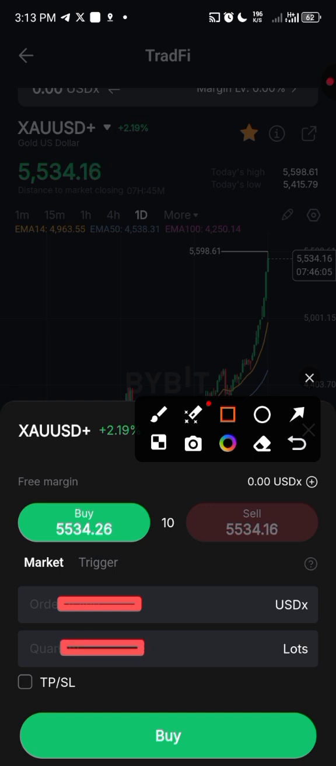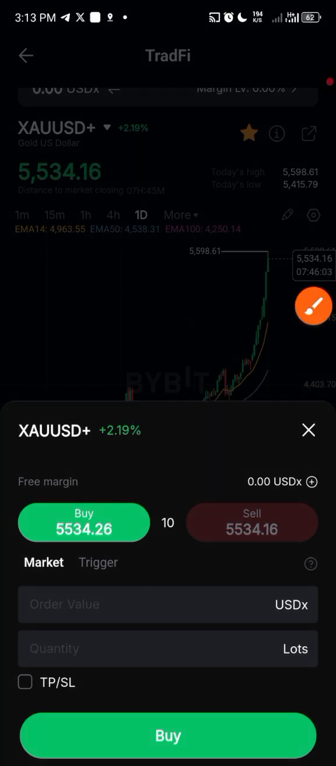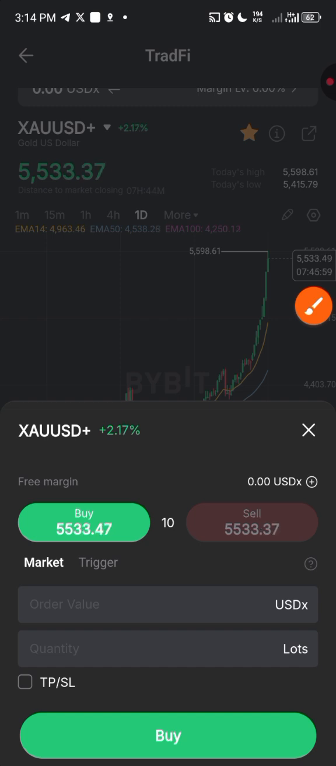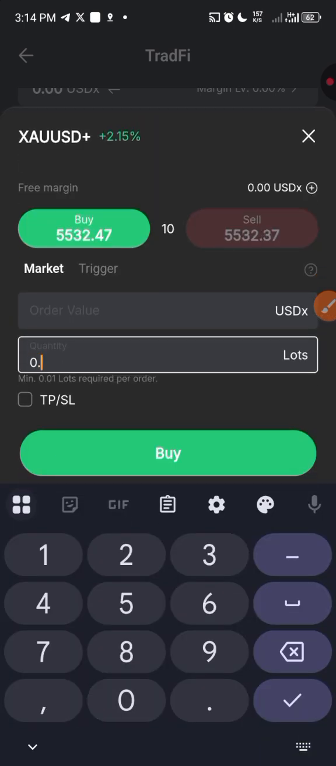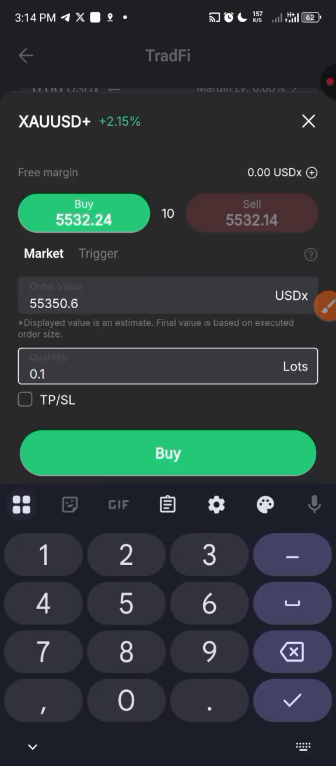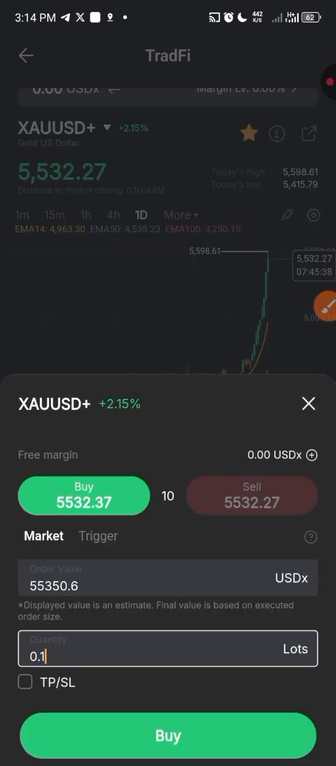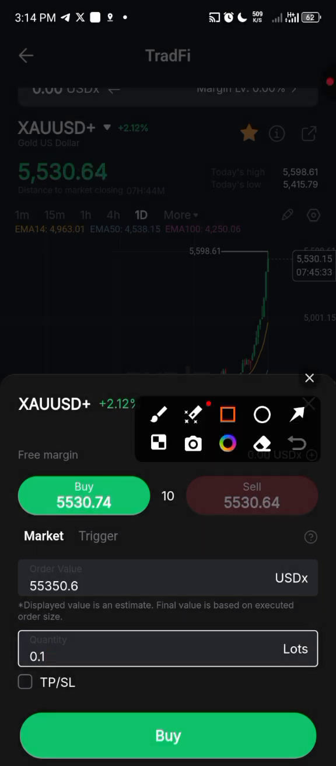Now, just like the way we trade it on MT4 and MT5, you use lots size in this place. Depending on the amount you want to risk on it, you put your lot size. Once you put your lot size, it's going to show you. Let me say I put 0.1. You can see 0.1 is going to give me 55,350 USDX worth of gold. Now, once you do this, the next thing you want to do is not fail to actually set your TP and your SL right there.